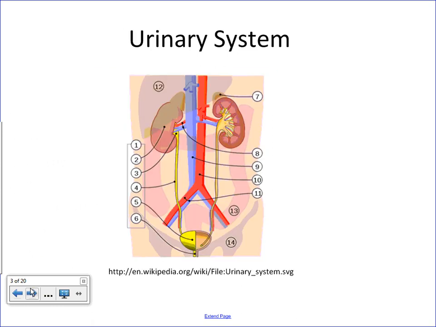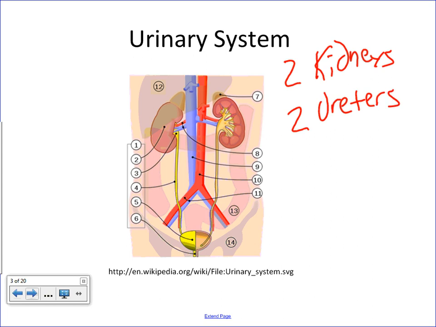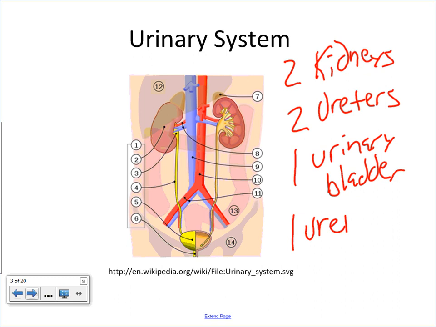Okay, so the urinary system, anatomically, the gross anatomy of this system, I think, is the simplest of any in the body. What it really boils down to is you've got two kidneys. For the most part, some people only have one. Two ureters, and you've got one urinary bladder, and you've got one urethra. That's the urinary system in a nutshell.